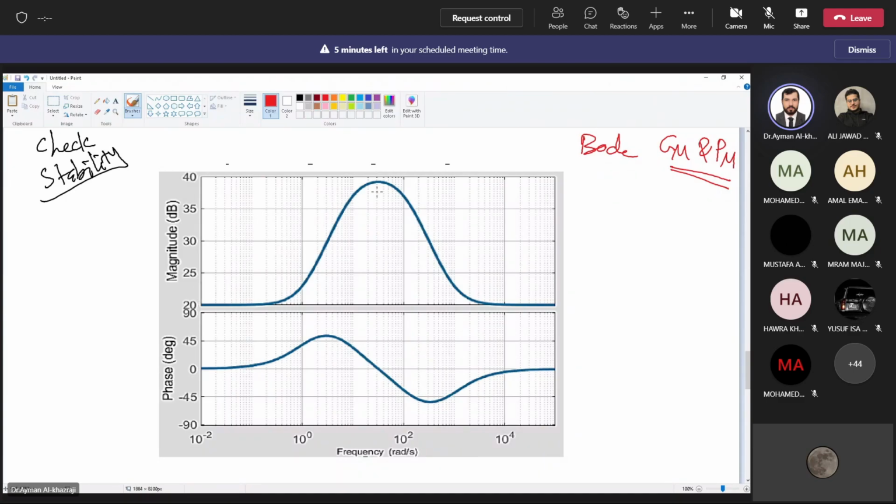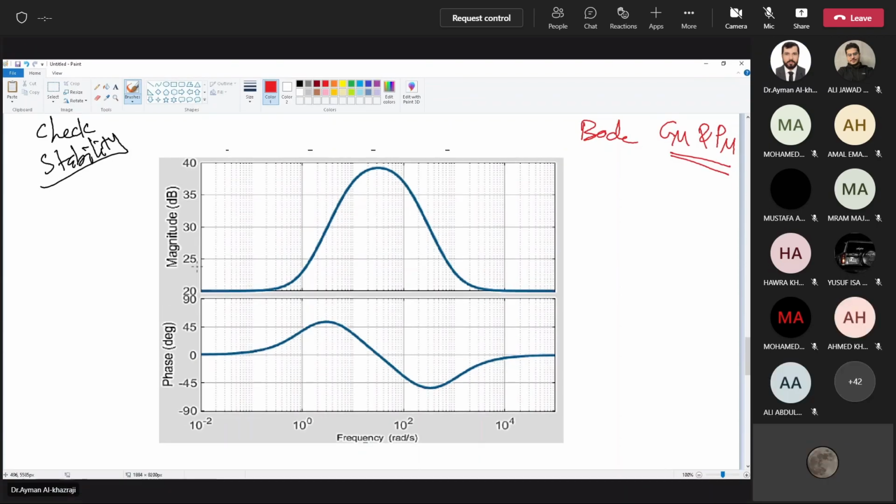Is it crossing the 0 decibel? No. Right? Is it crossing the 0 decibel? No, doctor. So that's good. It's not crossing the 0 decibel. So phase margin, we can say infinity.